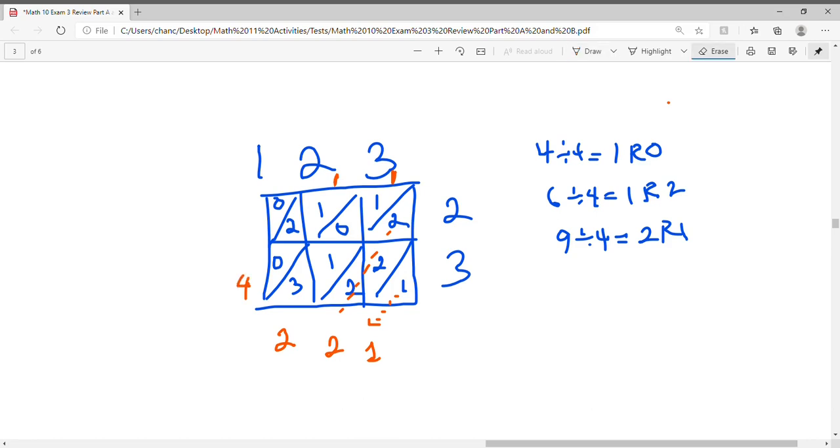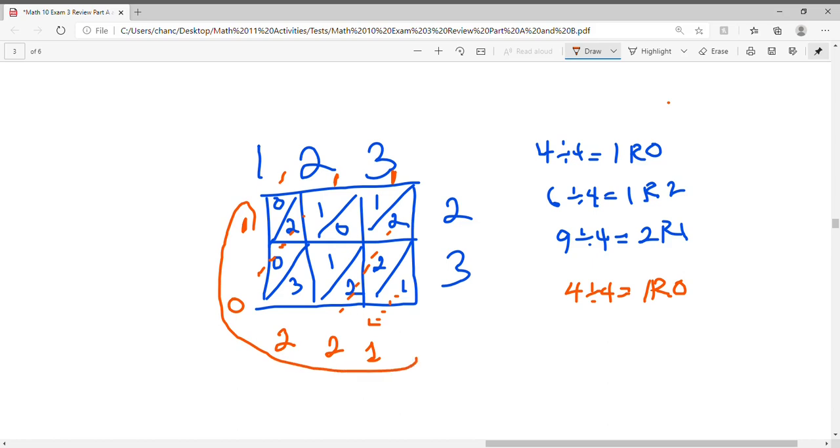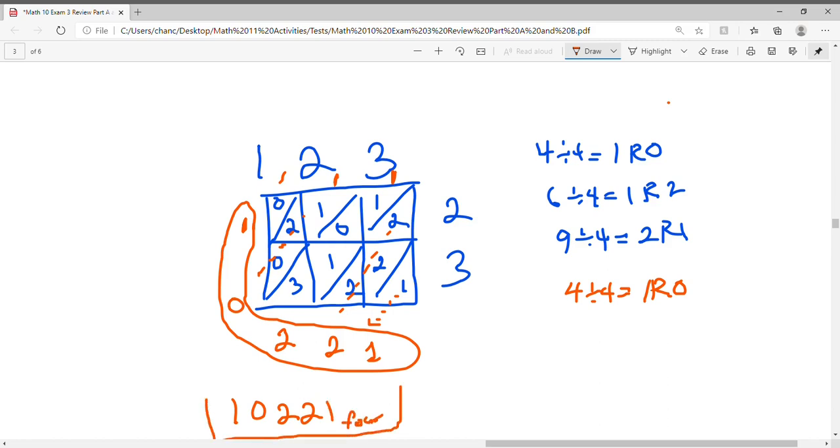But wait, I made a mistake. 4 does not exist in base 4. 4 is equivalent to 1 remainder 0. So this is actually a 0, and then we'll carry that 1 over. So here's our solution. 1, 0, 2, 2, 1, base 4. So no matter how you do it, either the lattice or the standard algorithm, make sure you get the same answer.